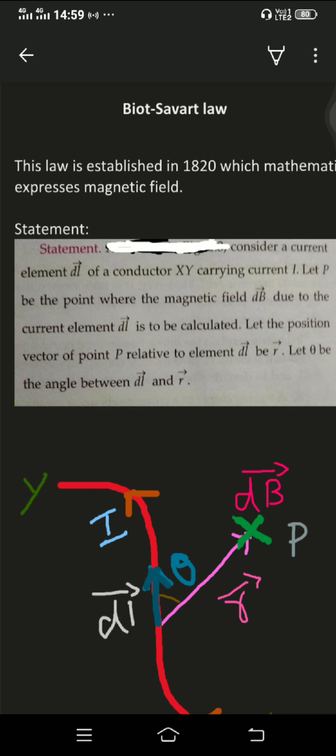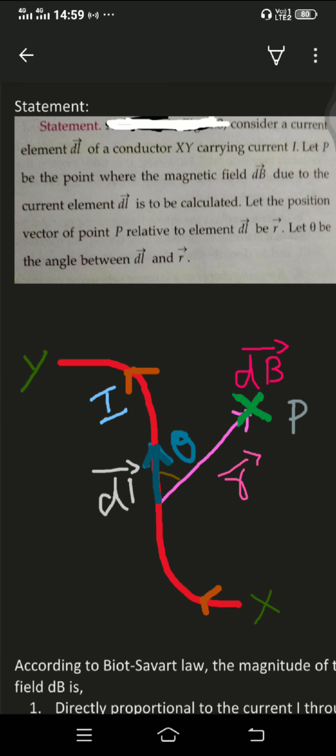This is a very complex statement. That is, it may be very difficult to understand. But now we are going to break this big statement into a small statement using a diagram.